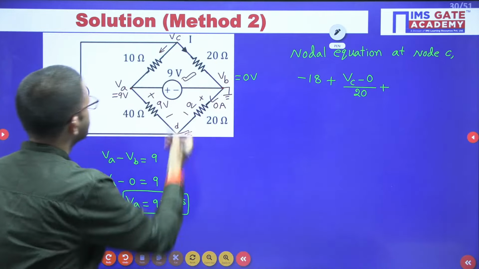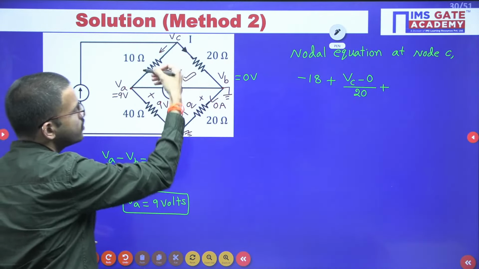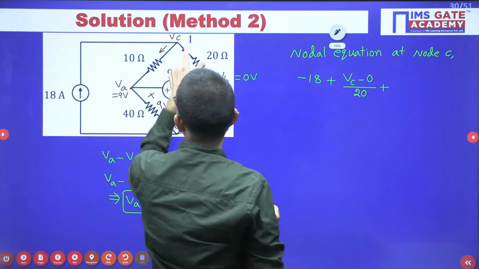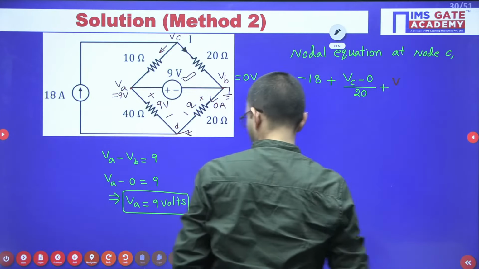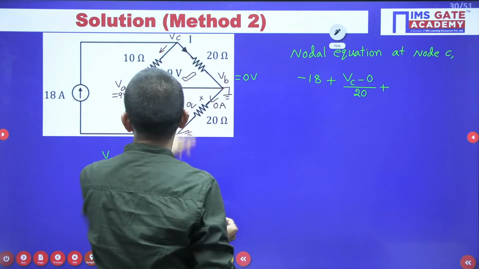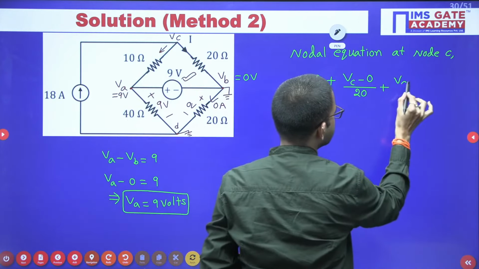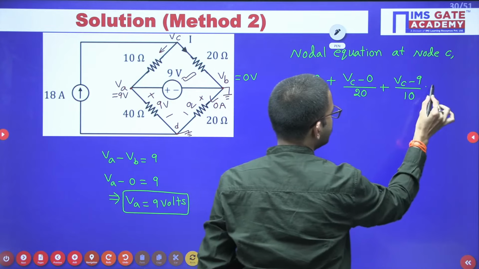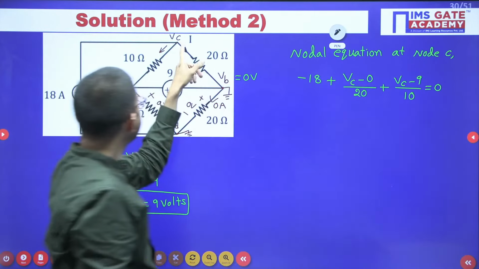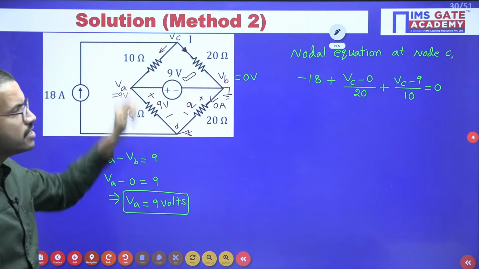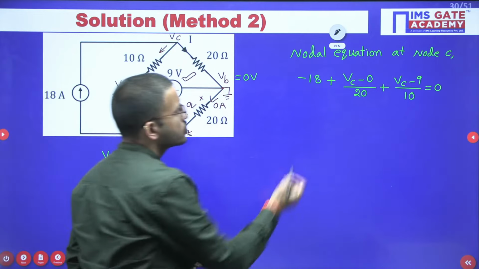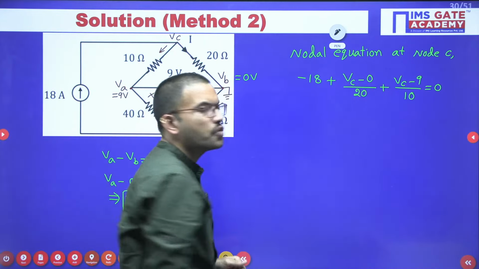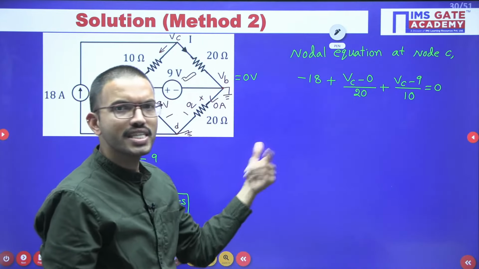So here in this branch, how much current is flowing? VC minus 9 divided by 10 is equal to 0. In this entire equation, you have only one unknown voltage, so you can easily calculate.